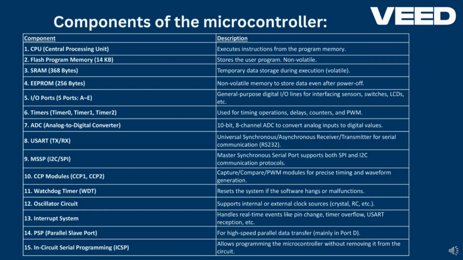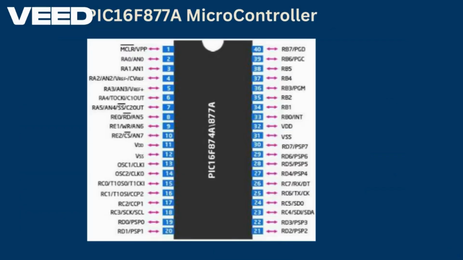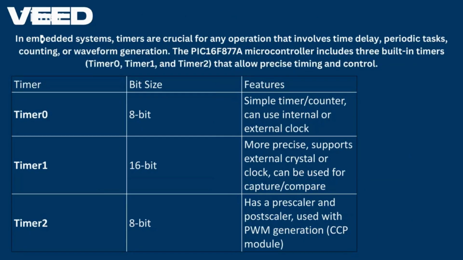And then another important thing is interrupt. I'll talk about interrupt in the next part. Then the oscillator circuit to control the clock, the watchdog timer, and the serial ports for serial programming. So these are the major components of a microcontroller. You can see the structure of this. Now I'll explain about the timer.